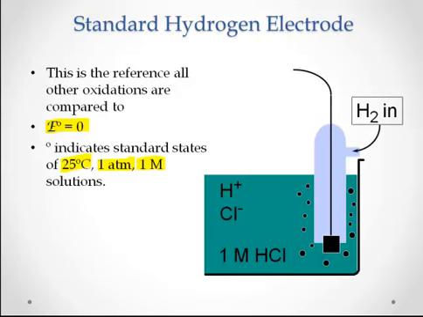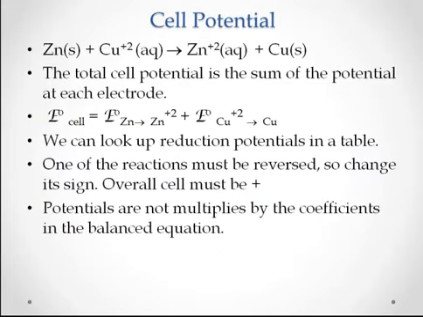So let's look at what we would do with some of these cells. So here we have a reaction that will generate a potential, and what we want to do is write out the half reaction. So you can see that zinc solid is going to zinc 2+. So if I were going to write the half reaction, it would look something like this. Zn goes to Zn 2+ plus 2 electrons, and then the other half would be copper 2+ plus 2 electrons yields copper solid.